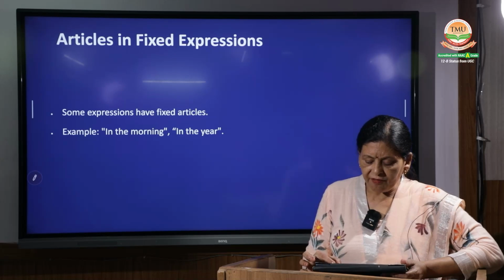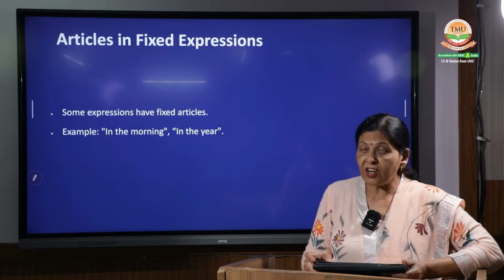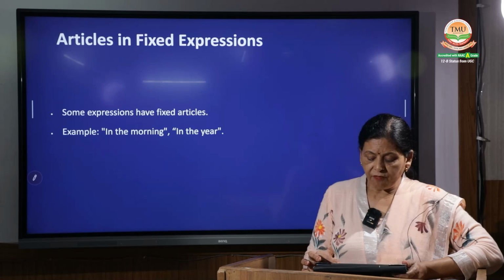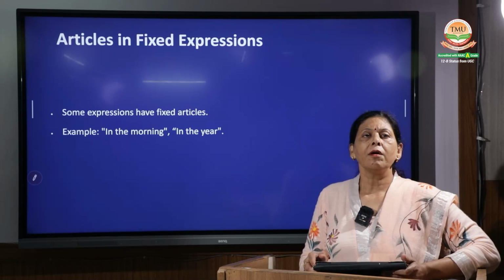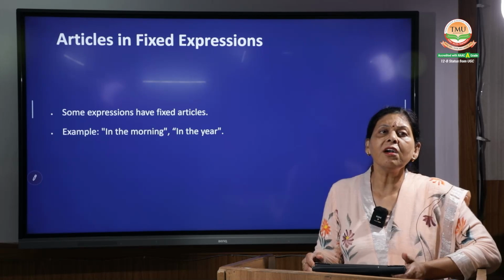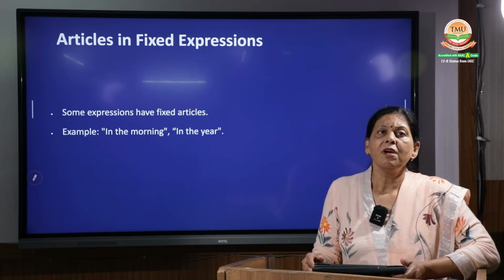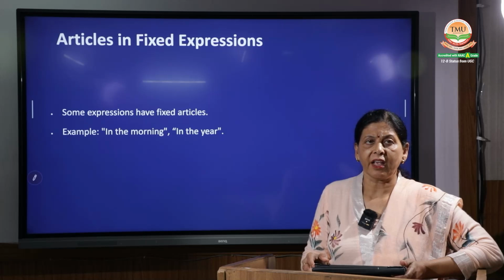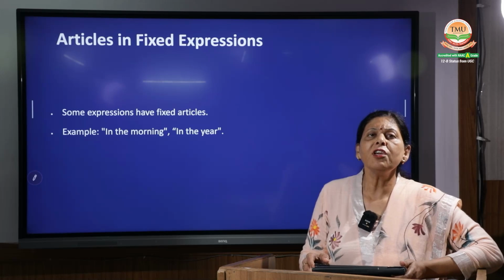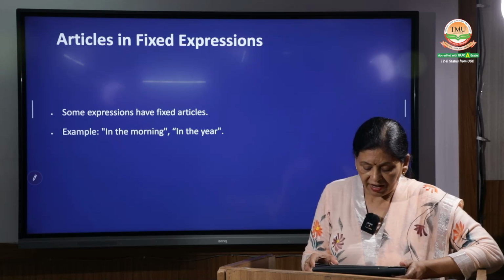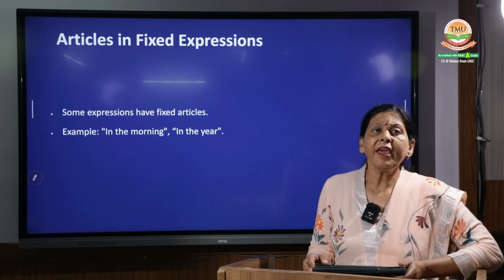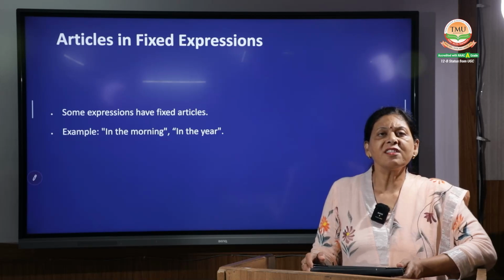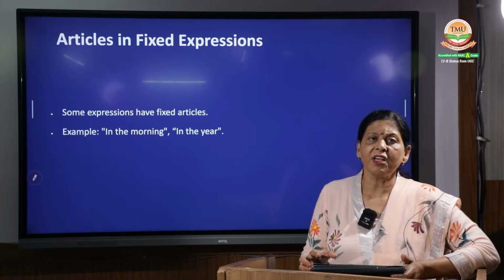Then articles in fixed expressions. Fixed expressions means there are certain expressions, like when we are talking about an incident that happened in the year 2000. The world was struck by corona in the year 2020. With such expressions, we use the definite article the in front of them. I ate breakfast in the morning. These are the expressions where the is used.